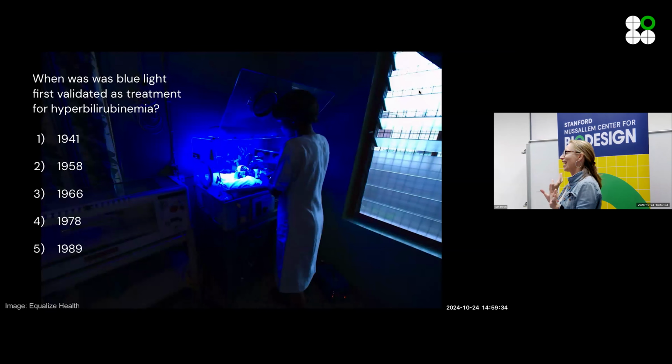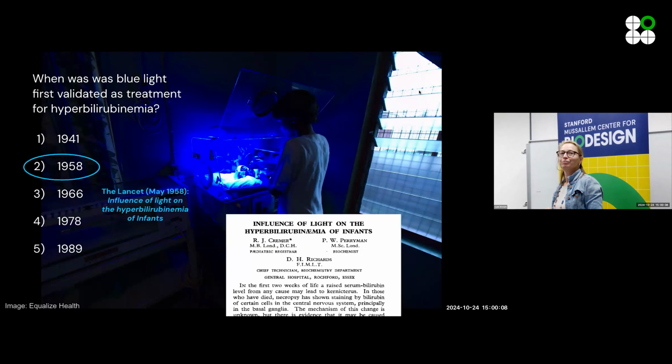Okay, so I promise this is the last history aspect, but when was blue light first validated as treatment for hyperbilirubinemia? Raise your hands again: 1941? Okay, great. See, now you guys are a little bit savvy. Okay, two, 1958. Okay, a few more. Three, 1966. Okay, that seems to be the most. Four, 1978. Okay, one brave person, and five, 1989. And one other brave person. Okay, so it was 1958.